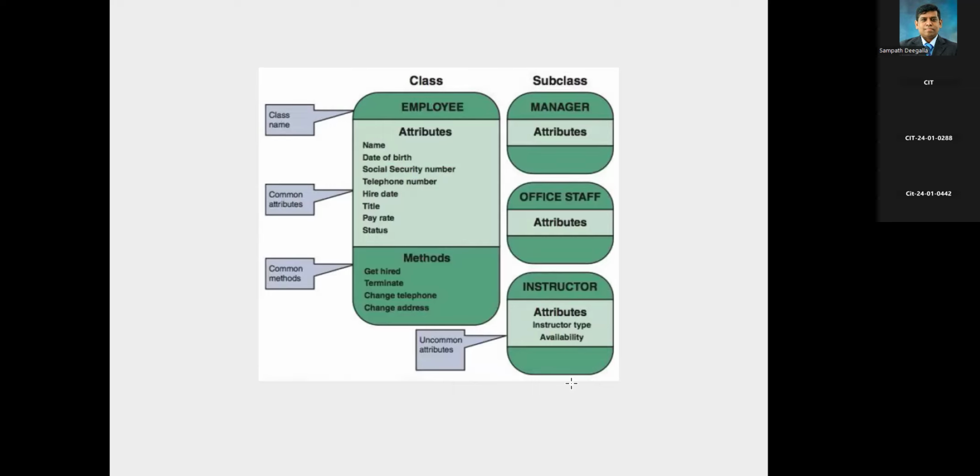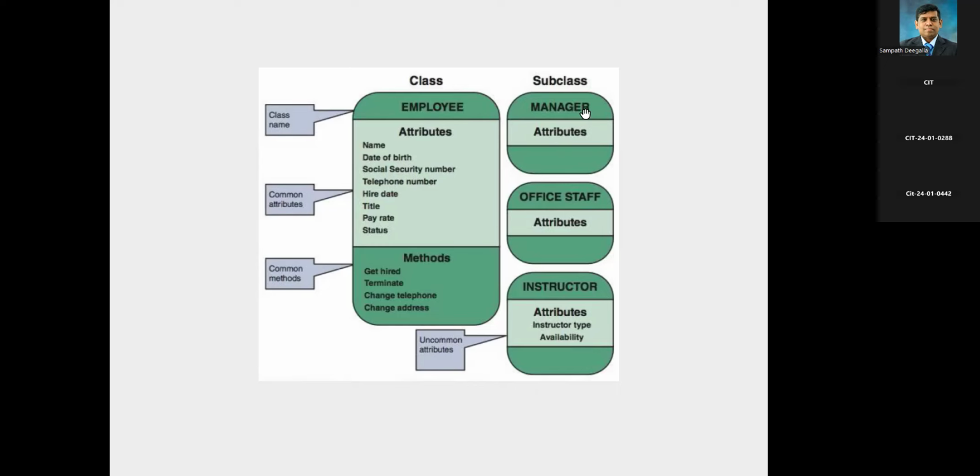Another example. In this one, you will notice that we have class and subclasses. The employee class can be used to create, according to this one, 3 subclasses as managers, office staff, and instructors. So each of these subclasses can inherit their attributes and the methods. So therefore, these are known as common attributes.